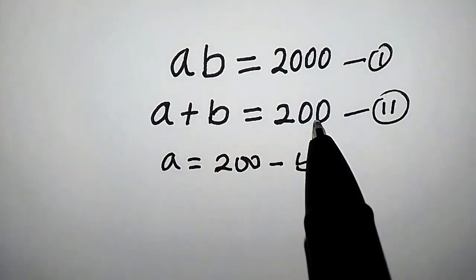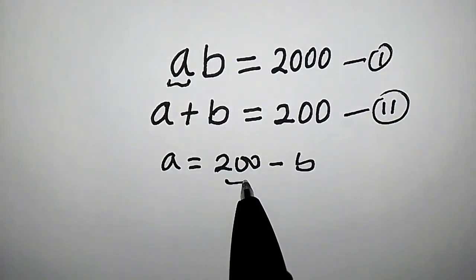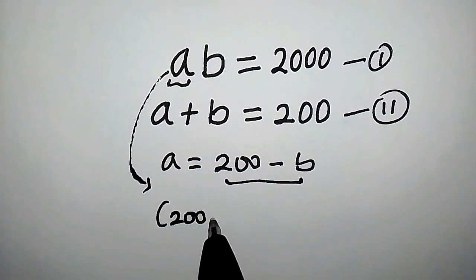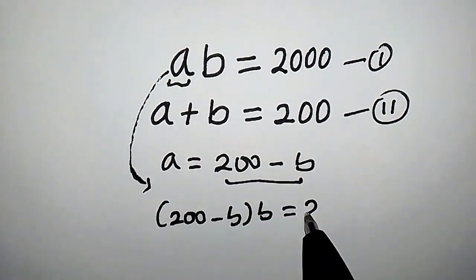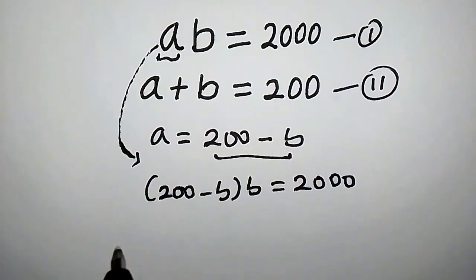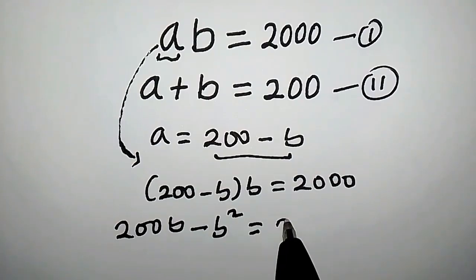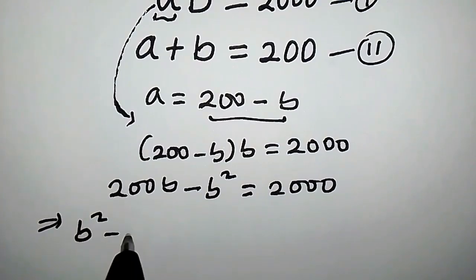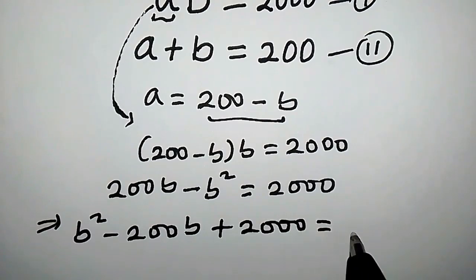By moving B to the right hand side, the next thing we are going to do is to replace this particular A with 200 minus B. So from here we have 200 minus B times B equal to 2000. 200 times B, that is 200B, minus times B, that is minus B square, equal to 2000. This means that B square minus 200B plus 2000 is equal to 0.